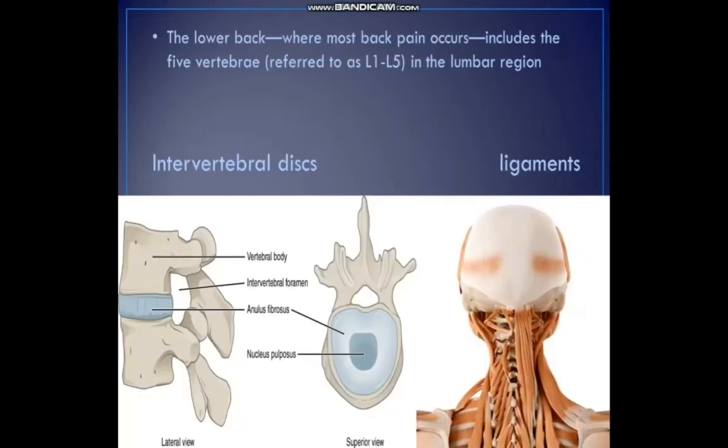The cause can't always be easily identified and treated. The lower back, where most back pain occurs, includes the 5 vertebrae, referred to as lumbar 1 to lumbar 5 in the lumbar region. Intervertebral discs act like shock absorbers throughout the spinal column to cushion the bones as the body moves. Okay, this is the function of the intervertebral disc. And the ligaments in the spinal column hold the vertebrae in place, and tendons attach the muscles to the spinal column, supporting much of the weight of the upper body. That's the function of the ligament, holding the muscles. The intervertebral disc is like cushioning.